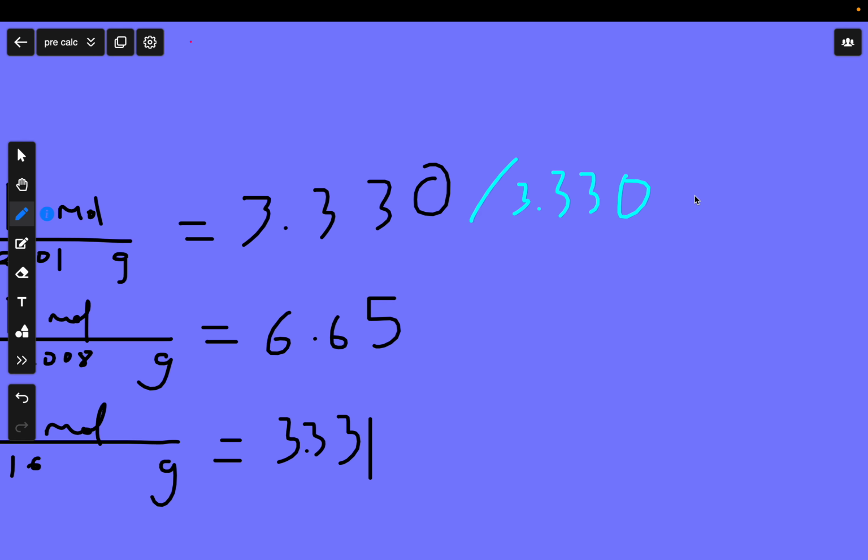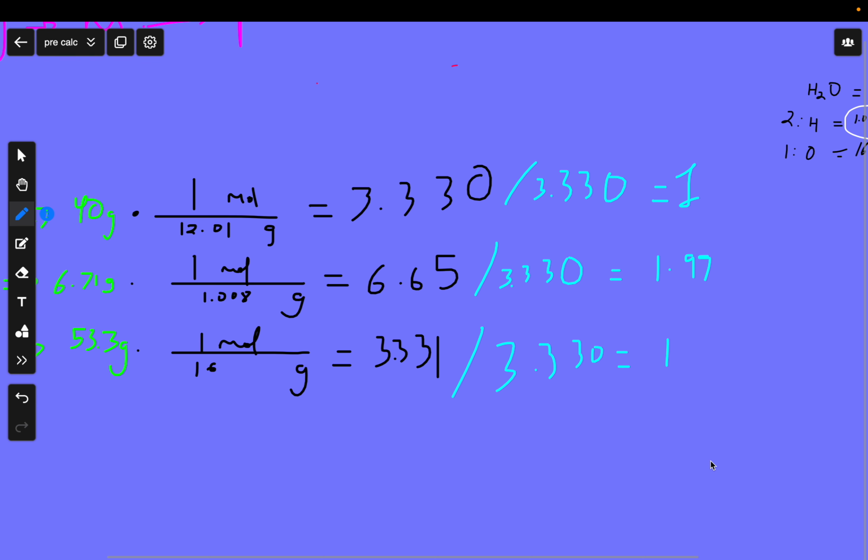Of course, this divided by this will get you 1. This divided by 3.330 will get you, I'll have to go on the calculator. And 6.65 divided by 3.330 will get you around 1.99, so pretty close to 2. And this divided by 3.330 will probably get you 1. This is really close to 1.